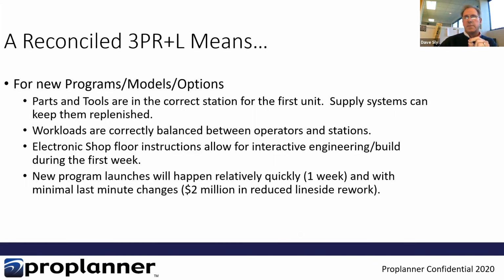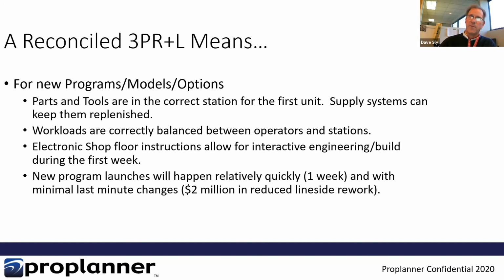So what does it mean to be able to validate this? What does it mean to be able to take your product, process, plant, resource, and logistics and actually fit it together electronically before you produce your products? Well, it means that parts and tools are in the correct station right off the bat. Supply systems can keep them replenished because the supermarkets have been validated.